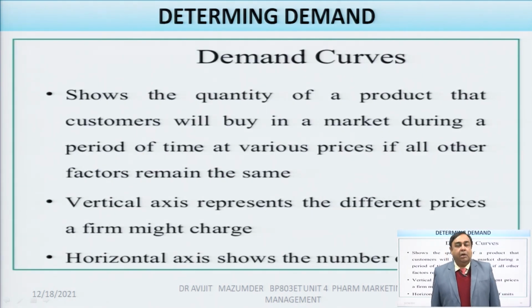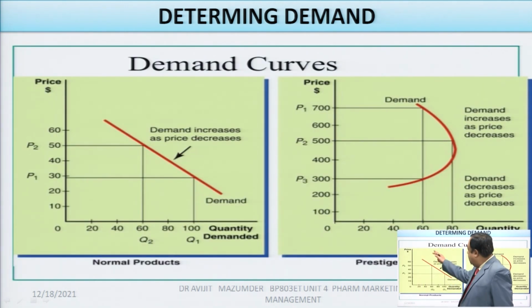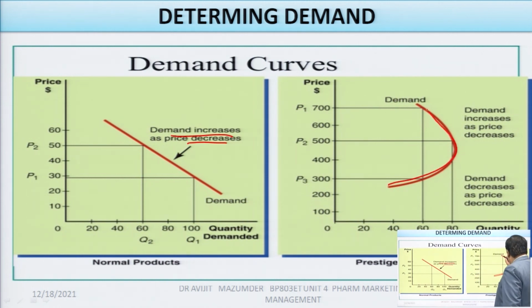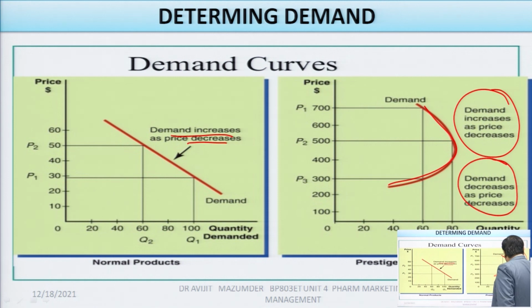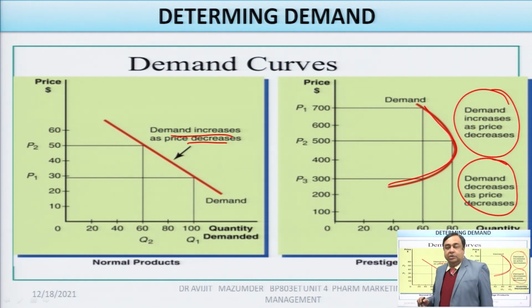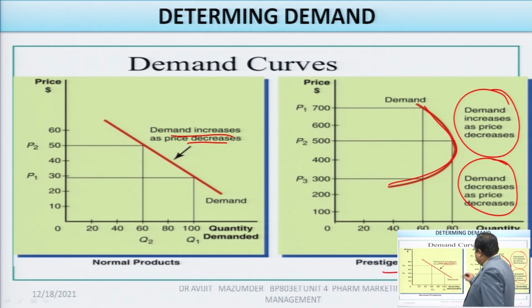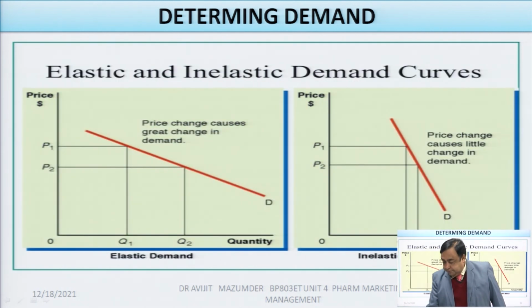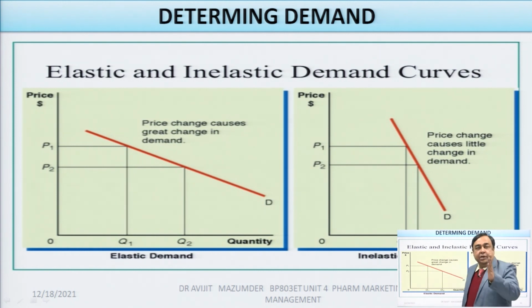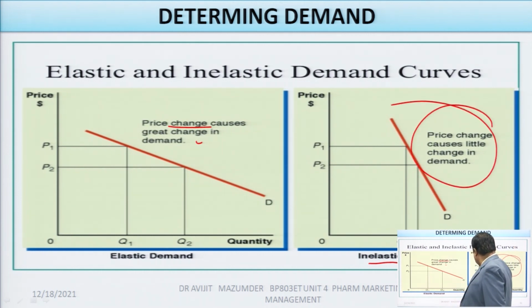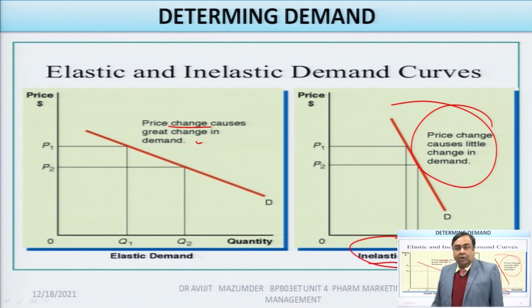Then we are talking of the demand curves, where there are two demand curves. One, demand increases as the price decreases, and there are some categories where you will find that there are two segments where demand increases as the price decreases. This is true for the prestige product, and this is true for the normal product. This is the elastic and inelastic demand curve, where the price change causes a great change in the demand. This is the type of curve which we get. In inelastic demand, the change in price does not create a significant change in the demand. That is what we call inelastic demand.